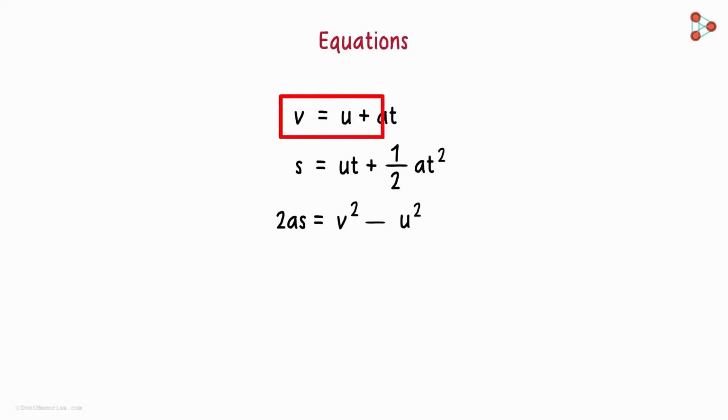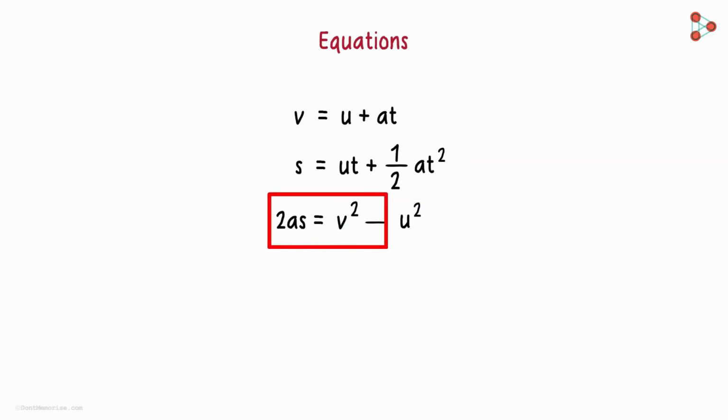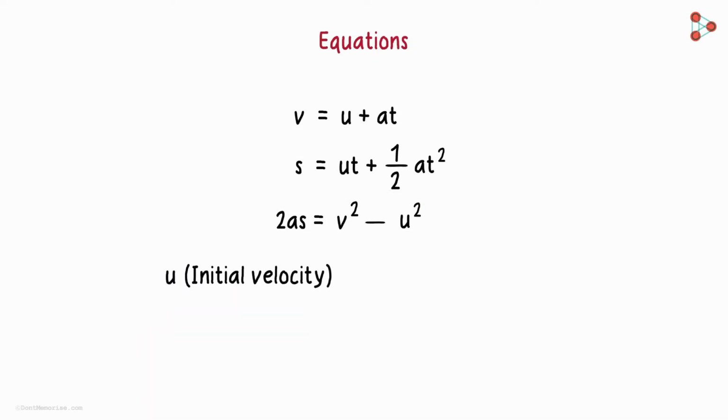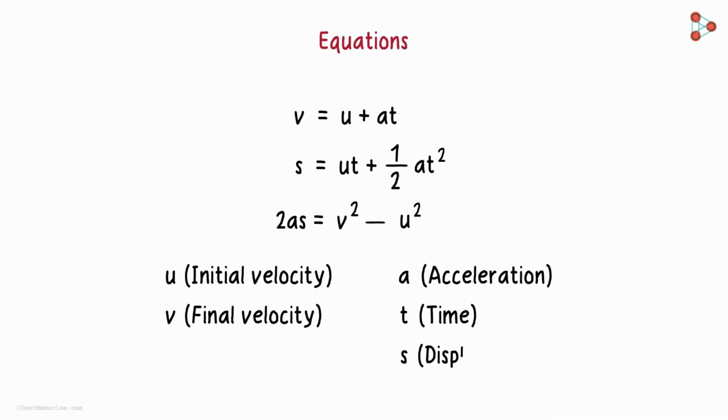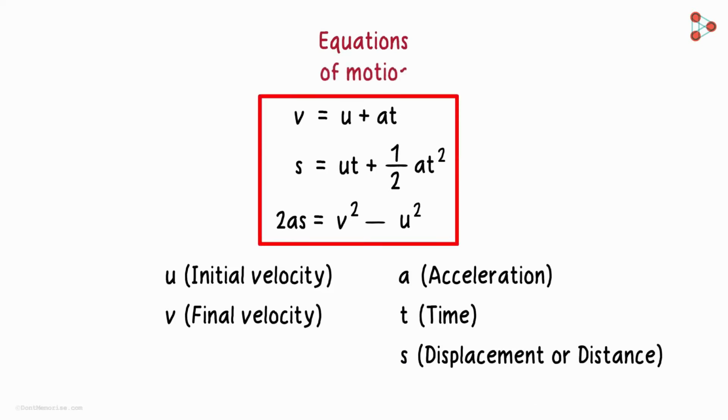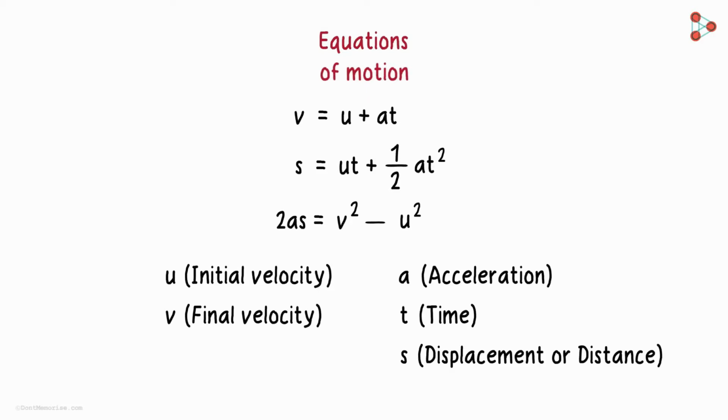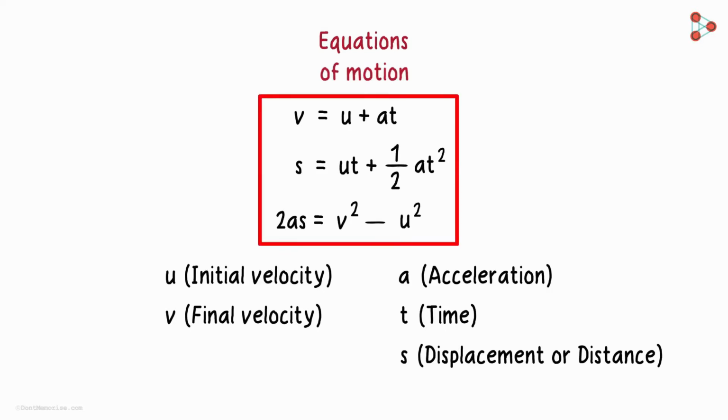These are 3 important equations we come across in physics when we learn about motion. v is equal to u plus at, s is equal to ut plus 1/2 at squared, 2as is equal to v squared minus u squared. We will use u to denote initial velocity, v to denote final velocity, a for acceleration, t for time, and s for displacement or distance. Together these 3 are called equations of motion. So when we are provided with certain data and we have to find the missing information, it is very easy to calculate the answer using these 3 equations.